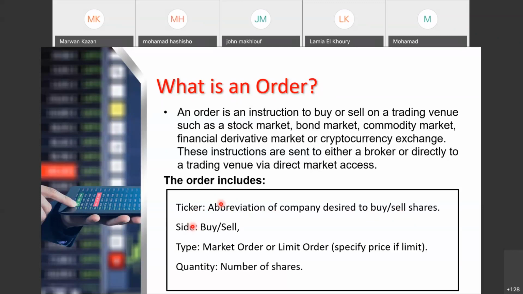Now it's also important to put whether you want to buy or you want to sell. Then the type of order: we have market order and we have limit order. These basically specify the price. The difference is that with a market order you don't specify the price, and with a limit order you put the price that you want. Then quantity, the number of shares you want to buy, sell, or short.